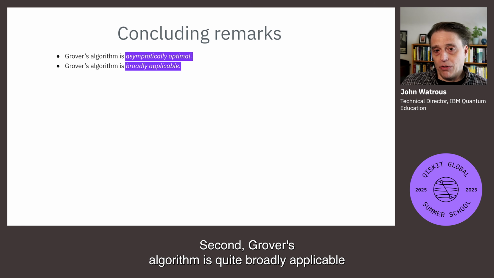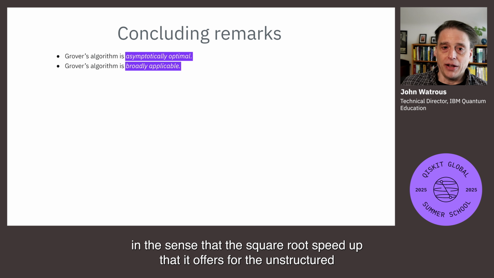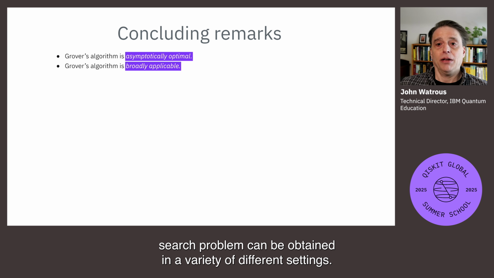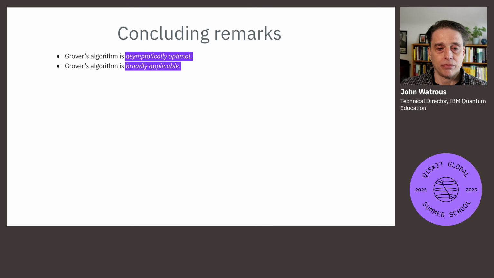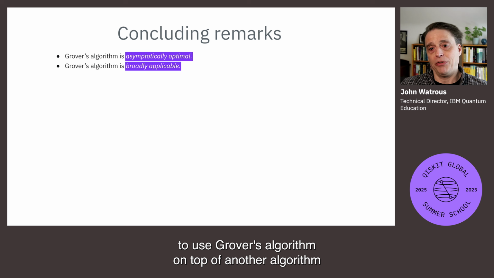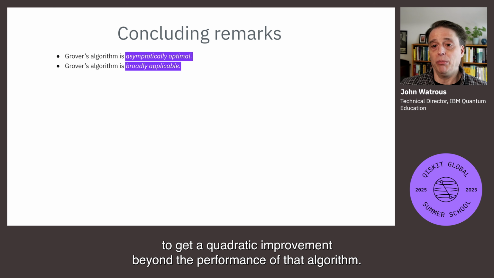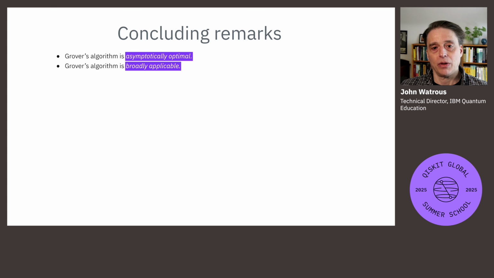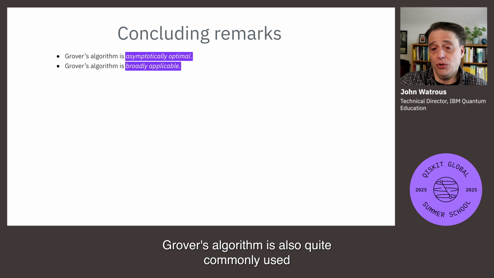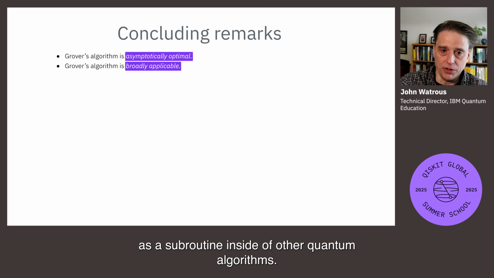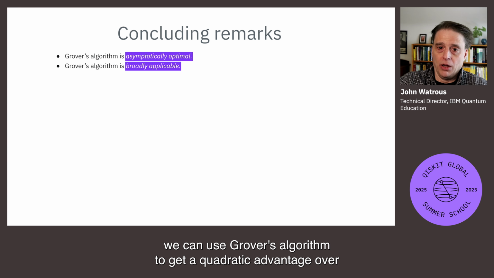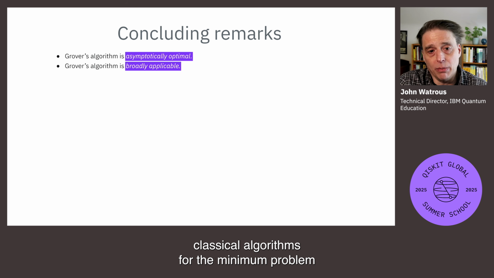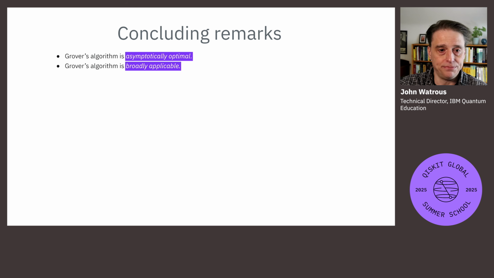Second, Grover's algorithm is quite broadly applicable, in the sense that the square root speedup that it offers for the unstructured search problem can be obtained in a variety of different settings. For example, sometimes it's possible to use Grover's algorithm on top of another algorithm to get a quadratic improvement beyond the performance of that algorithm. Grover's algorithm is also quite commonly used as a subroutine inside of other quantum algorithms. As just one example, we can use Grover's algorithm to get a quadratic advantage over classical algorithms for the minimum problem that I mentioned at the start of the lecture.